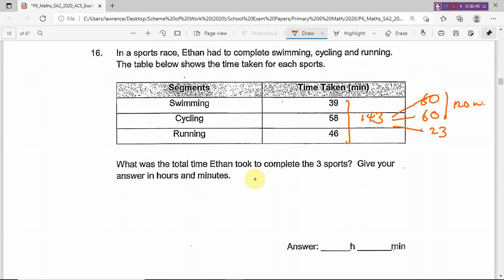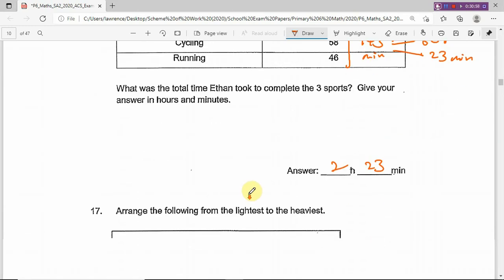Okay, got it? So that's how you break up the minutes into hours and minutes. 60, 60, and then 23. So you have 2 hours and 23 minutes. And okay, let's go to the next one.